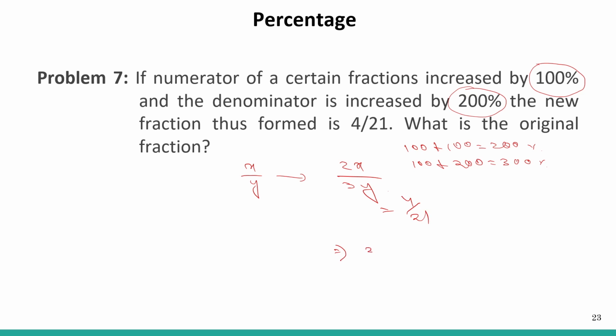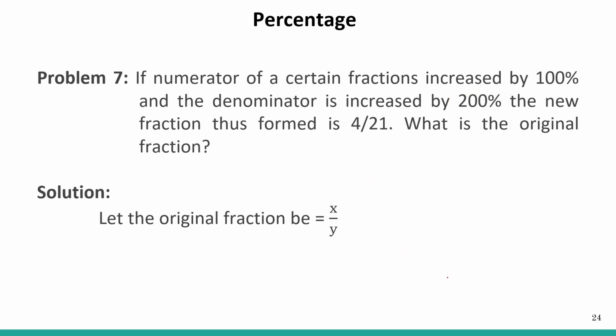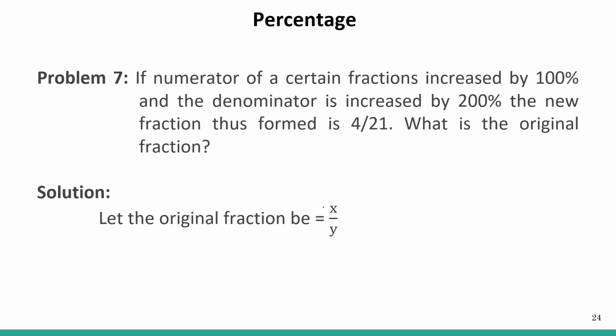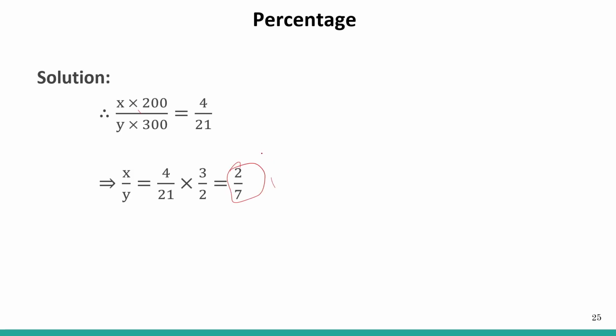Okay, so x by y is equal to 4 by 21 into 3 by 2. So this 7 and this is 2. So this becomes 2 by 7. So 2 by 7 is the correct answer. Okay, here x into 200 by y into 300 is equal to 4 by 21. And we assume the fraction to be x by y. Okay, and the answer becomes 2 by 7. So correct answer.